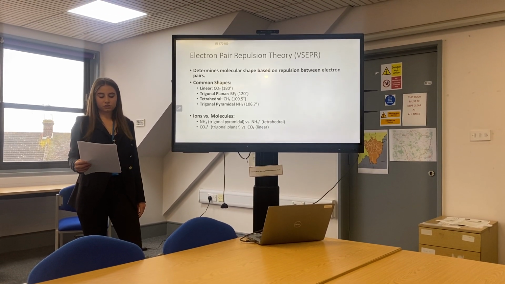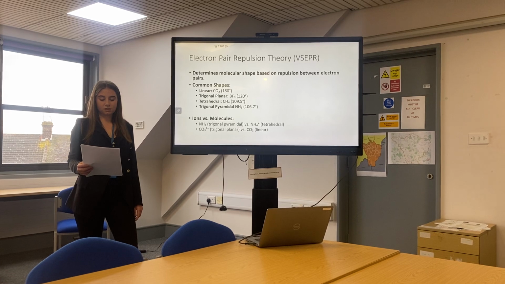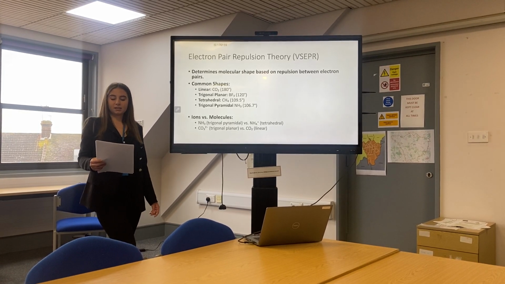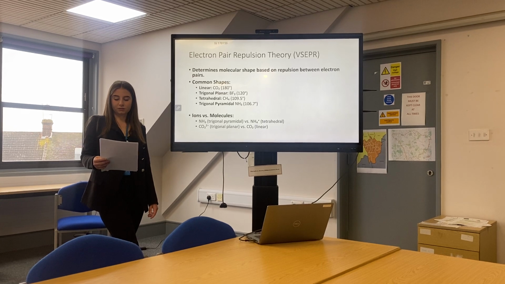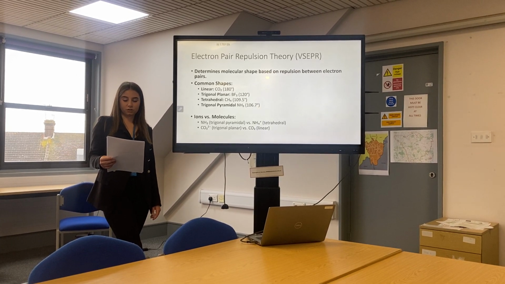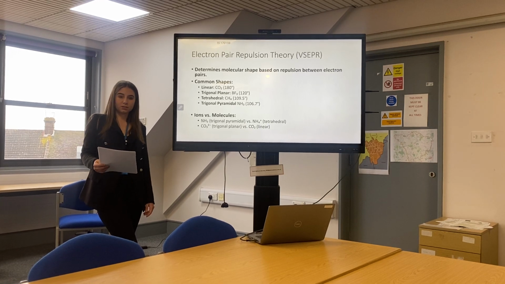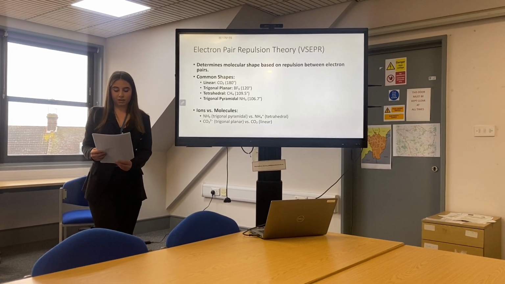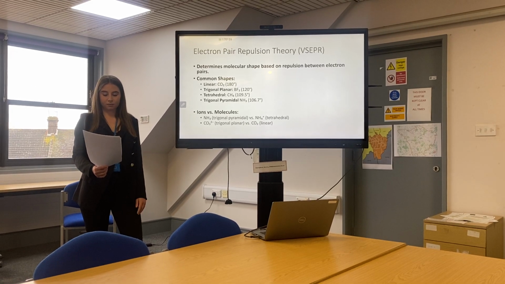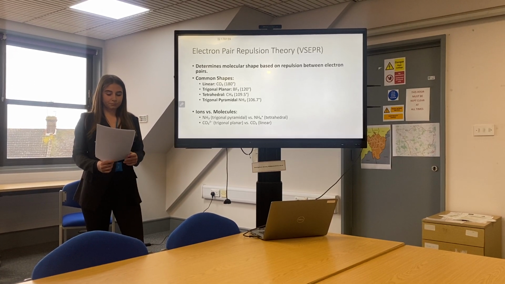CO3 2-, trigonal planar versus carbon dioxide, CO2, linear. Carbonate, CO3 2-, has three bonded oxygen atoms spreading out evenly in a trigonal planar shape. Carbon dioxide, CO2, has only two oxygen atoms bonded to carbon in a straight line formation, which makes it linear.